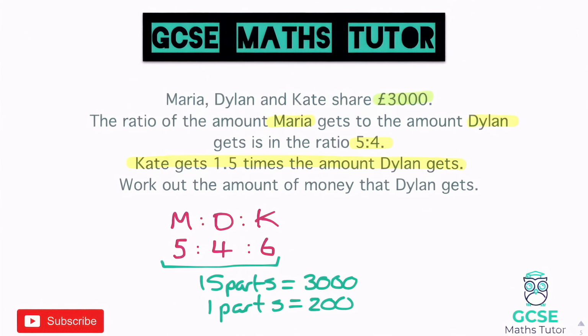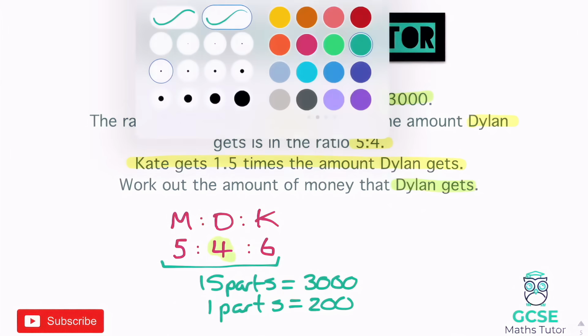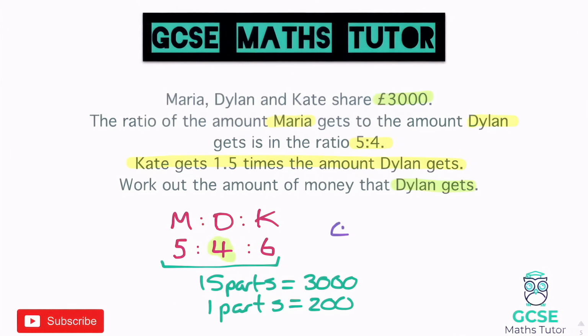So we can go about timesing them all by 200. We're actually only concerned about Dylan in this particular question, and Dylan gets these 4 parts here. So we can just answer that straight away. Dylan's 4 parts, each one of them's 200 quid. So 4 times 200 gives us £800 for Dylan. There we go, and there is our final answer. And again, you could go about obviously finding out the amount that they all get. We could do Maria times 200, which is 1,000, and Kate's times 200, which is 1,200. And you could even add them all together then and show that there's £3,000 there. But that's how we'd approach a slightly different question here.